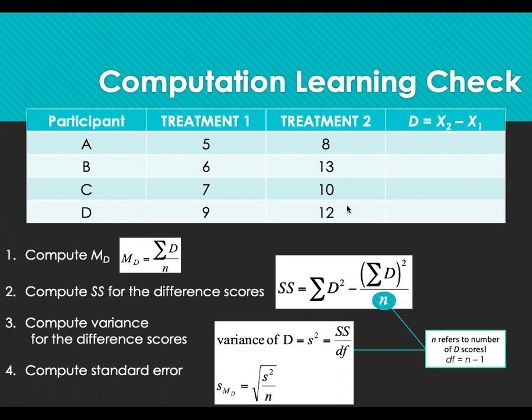So back to this practice problem. You're going to start by computing the mean difference. So you're going to sum the differences and divide by n. Here's a column where you could calculate the differences, add them together, divide by n, and compute the sum of squares. Again, here's your sum of squares formula. And then you're going to compute the variance for the difference scores and the standard error, just like we did in the previous problem.